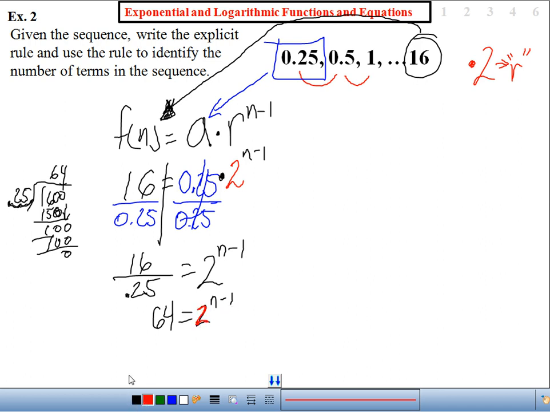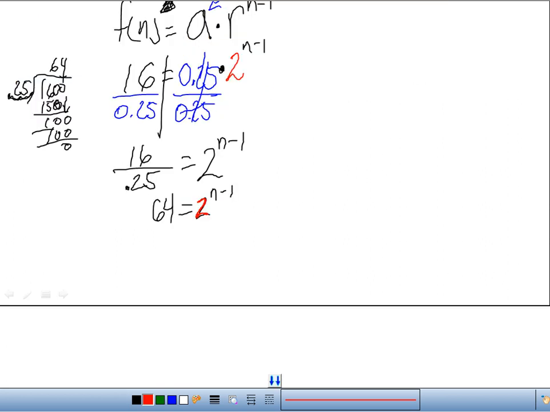Now let me review that with you. Whenever you are given an exponential expression, this number is known as the base. This is the exponent, so the base is 2. So can I rewrite 64 using the same base? Yes, let's see if it works.